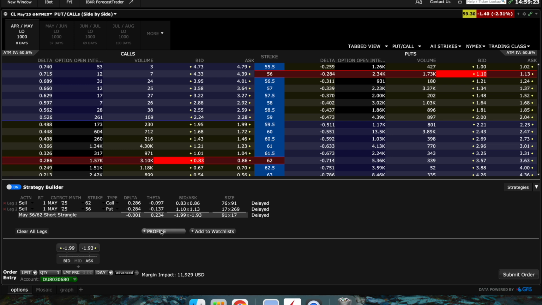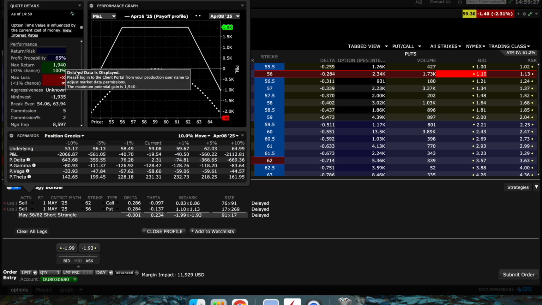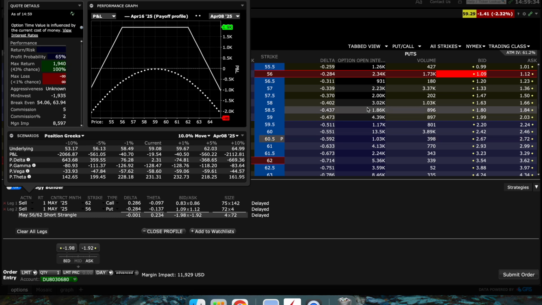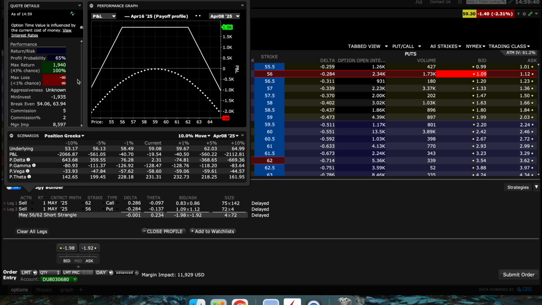So here we expect about a 44% chance of profitability. Again, the broker has a bit of a different calculation. It's actually 65 in this case, but it depends on market conditions, and strangles are also a bit different to calculate.